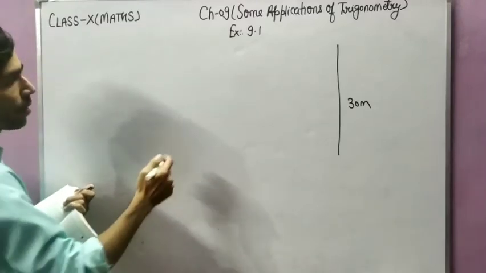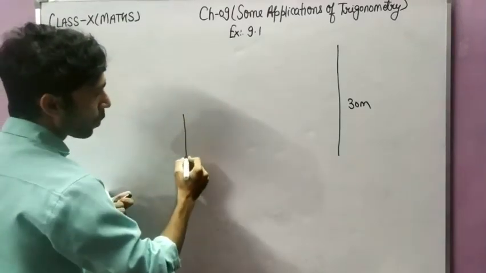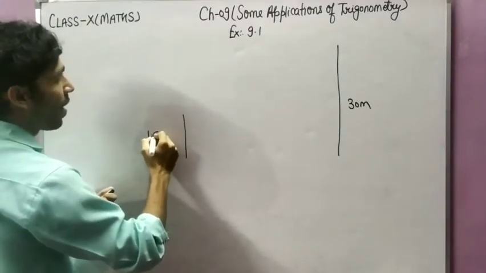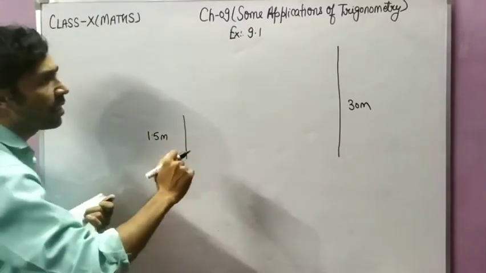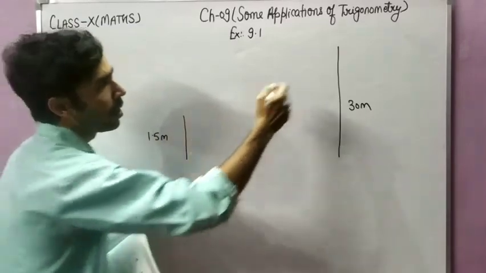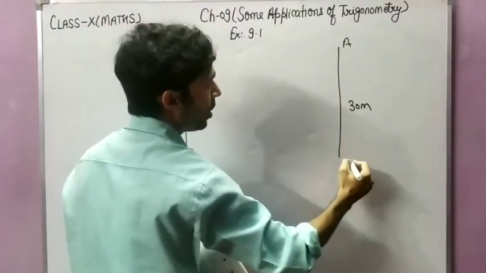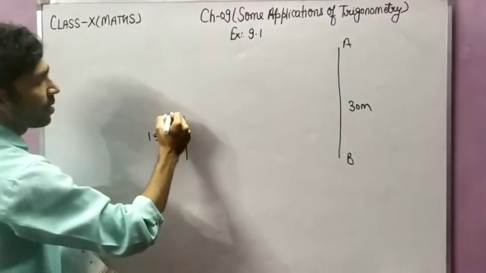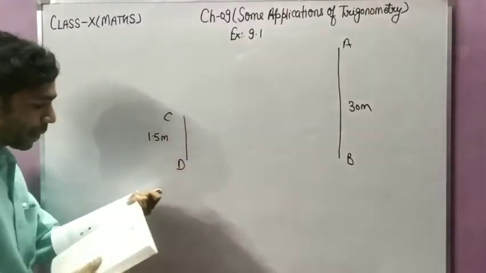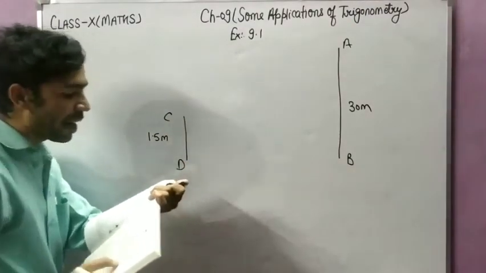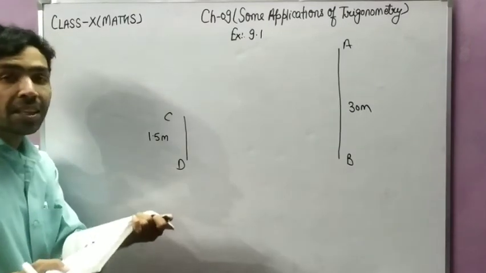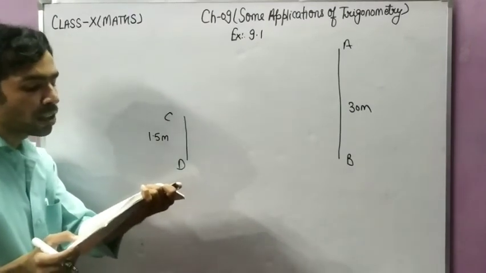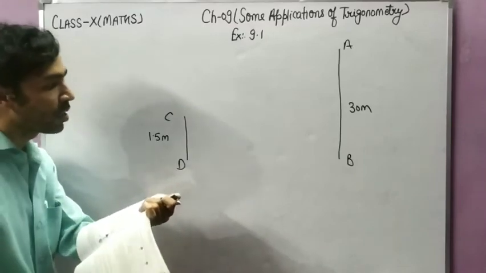Suppose there is a boy who is 1.5 meter tall, and he is standing some distance from the 30-meter tall building. Let the building be AB and the boy be CD. Now the angle of elevation from his eyes to the top of the building increases from 30 degree to 60 degree as he walks towards the building.